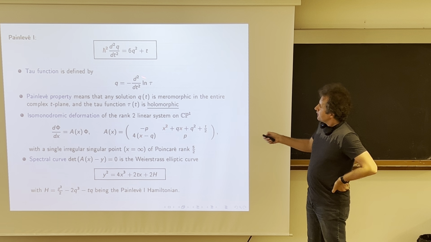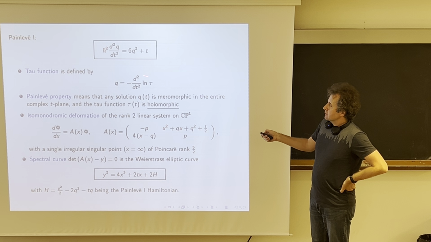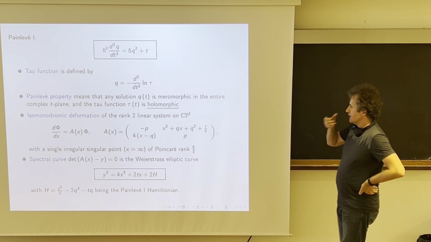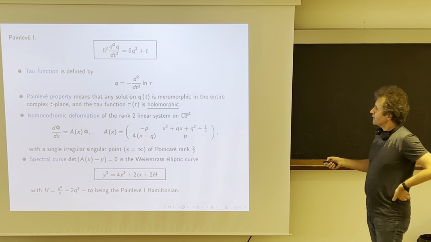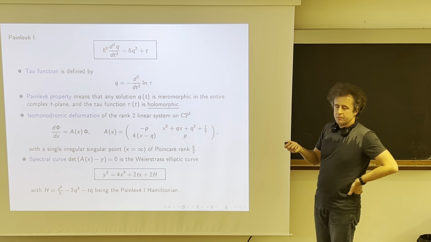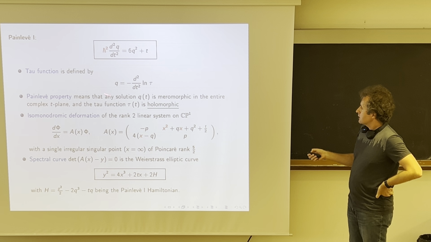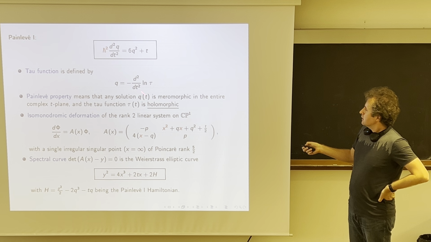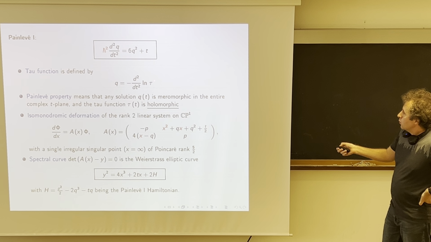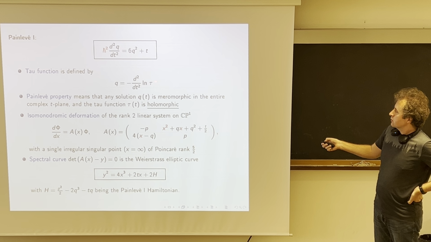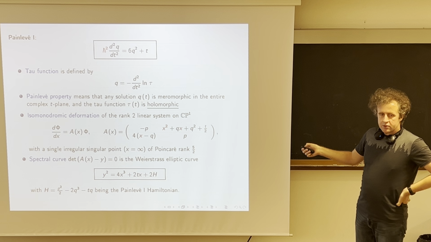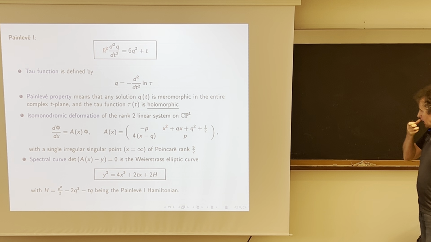Now, we define the tau function in this way. So this is basically some antiderivative of the standard Painlevé-1 transcendent. And the Painlevé property of absence of complicated movable singularities means that any solution of this equation is meromorphic in the entire complex plane of T. And the first hint on why the tau function is a better object is that the tau function happens to be holomorphic.